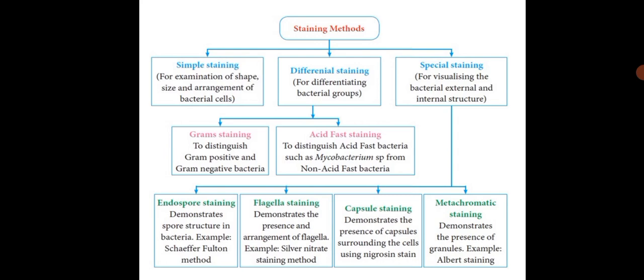Staining methods include simple staining, differential staining and special staining. Differential staining includes Gram staining and acid fast staining, and special staining include endospore staining, flagella staining, capsule staining and metachromatic staining. Details about various staining methods, their procedure, their principle, their use, etc. are discussed in detail in my earlier presentation. Do refer it for staining methods of bacteria for their identification.